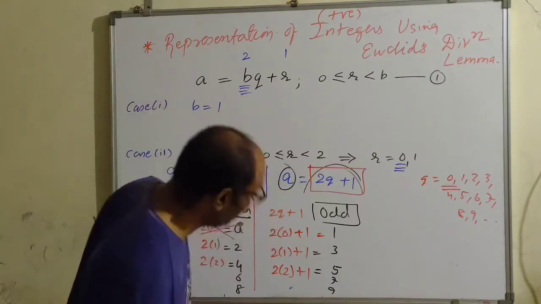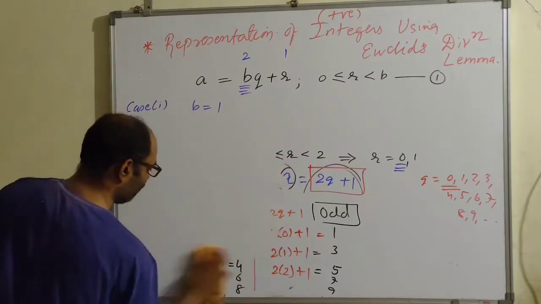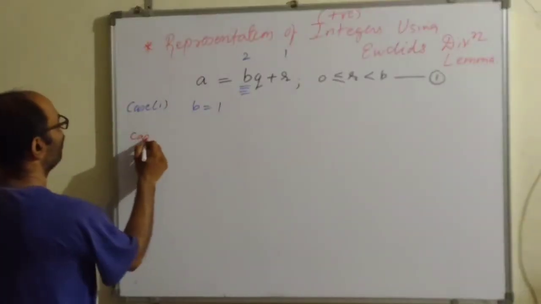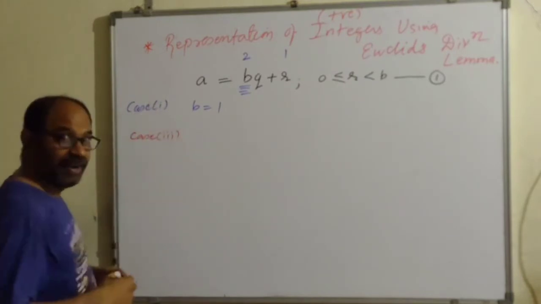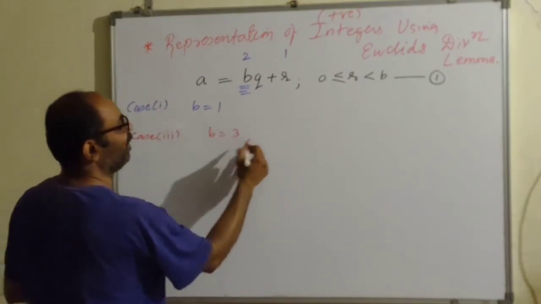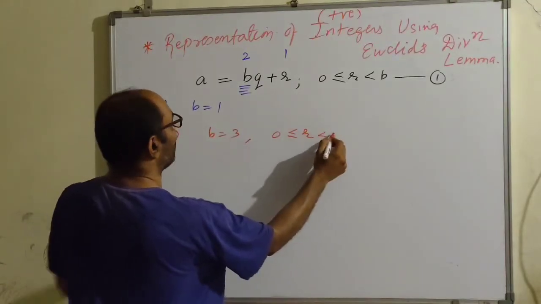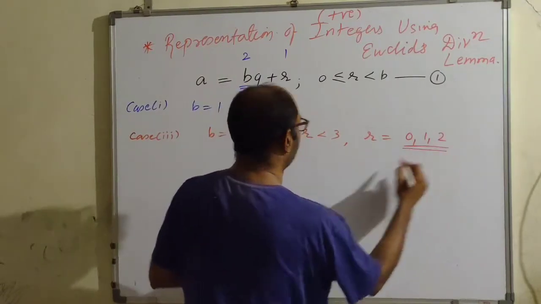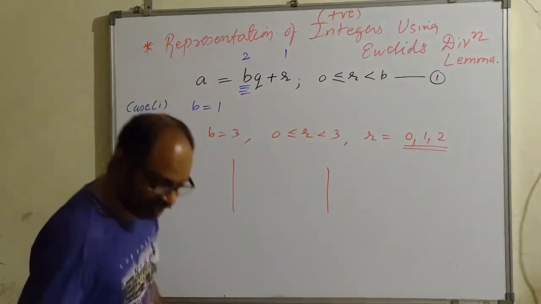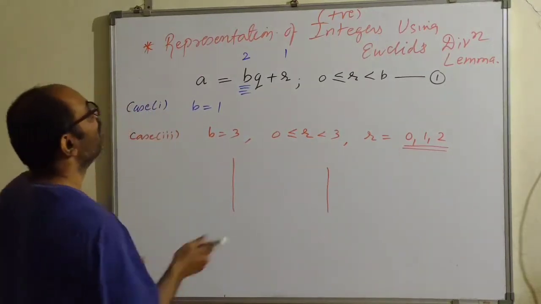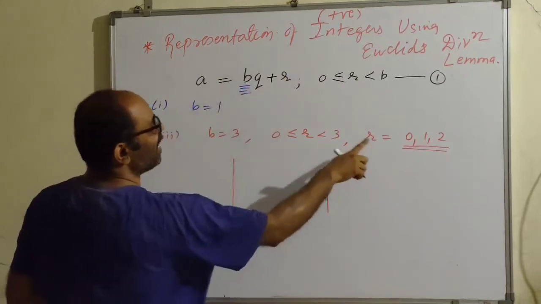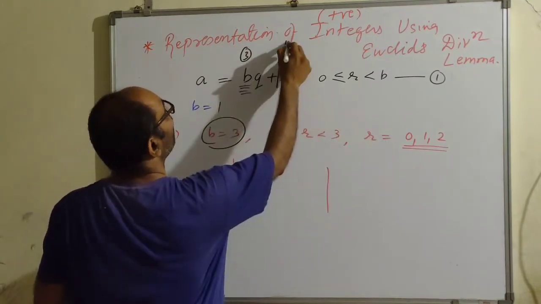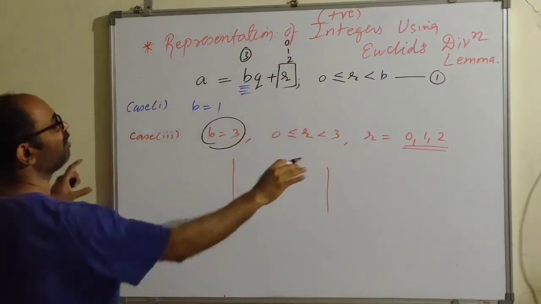Now let's take divisor 3. Case 3. Case 1 is still pending. In case 3, we take b equal to 3. So your remainder would be greater than or equal to 0 and less than 3. So the remainder that can be chosen will be 0, 1 or 2. So you have 3 cases here, 3 remainders. B is fixed, it is only 3, but the remainder you take either 0, 1 or 2. So 3 different paths you will have.